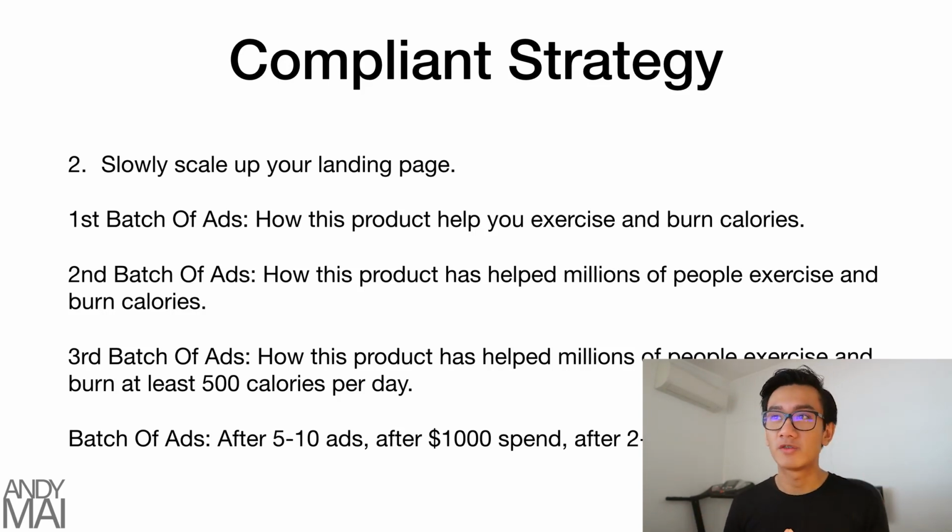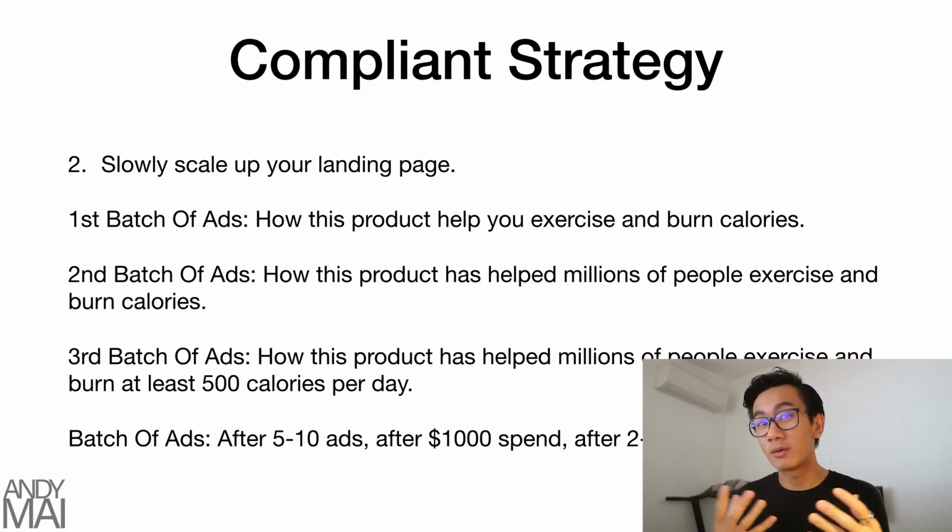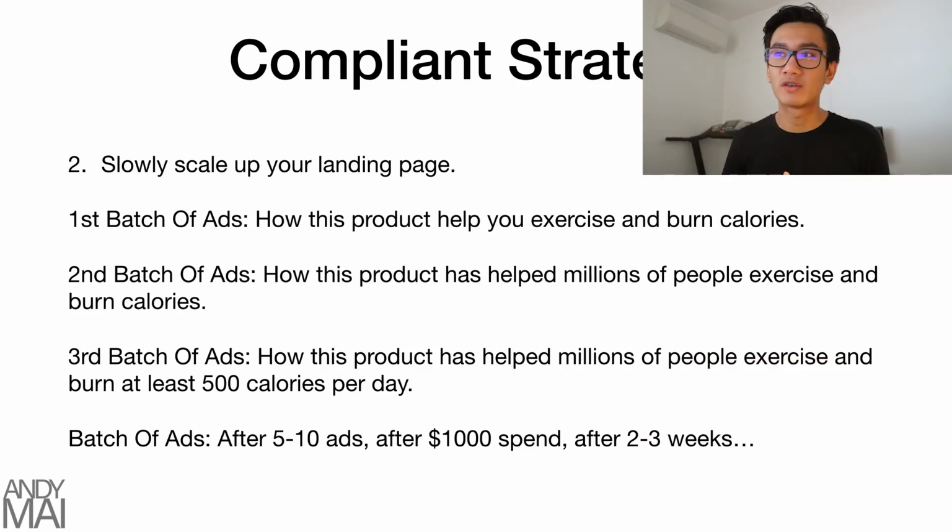Then your second batch of ads, you could bring it up a notch. How this product has helped millions of people exercise and burn calories. See how it's a bit more risky saying millions of people, but now you've launched maybe 20 to 30 ads, and they're probably going to approve it. And then your third batch of ads, this is when you can really dance on the line. How this product has helped millions of people exercise and burn at least 500 calories per day, or every single day. And see how this is just much more powerful.